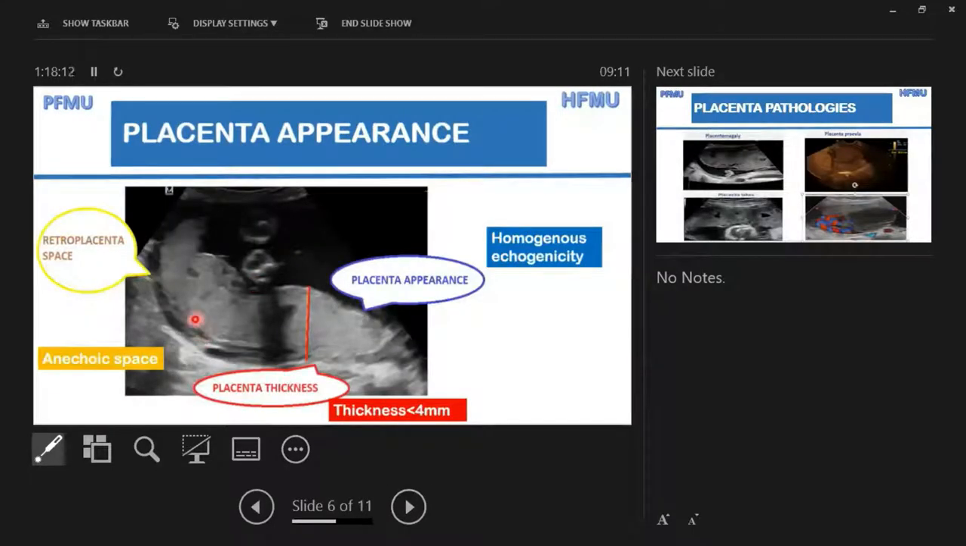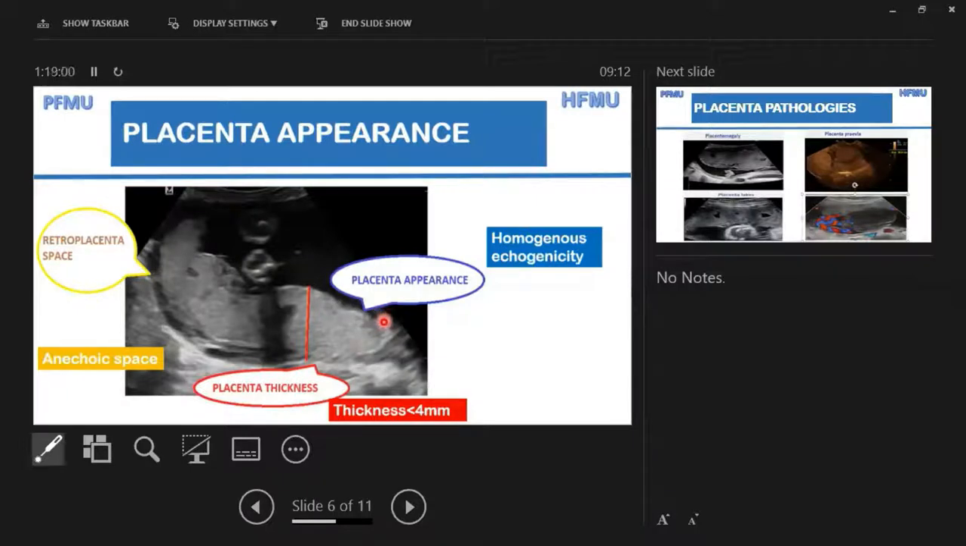When you start seeing some things accumulating behind the placenta or between the placenta and the uterine wall, like what we can see in this image, there's this area that's separating the placenta from the uterine wall. There's accumulation of blood in the retroplacental space, the space behind the placenta. So that's a blood clot. And it means the patient had what? What was the diagnosis? Abruptio placentae. So for the appearance, we should also grade the placenta.